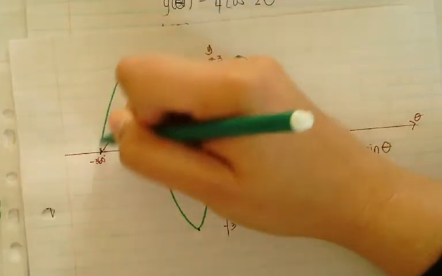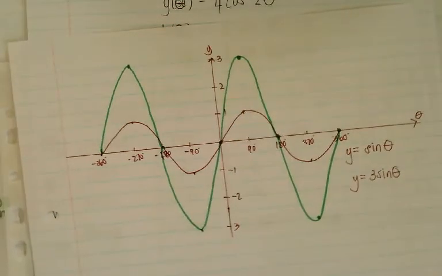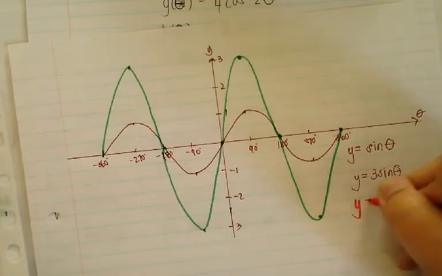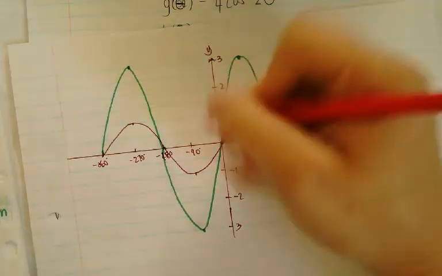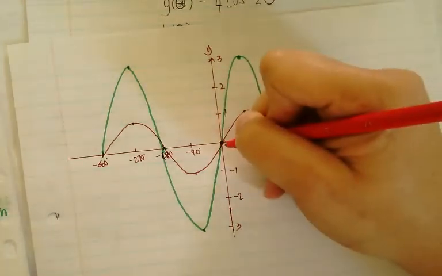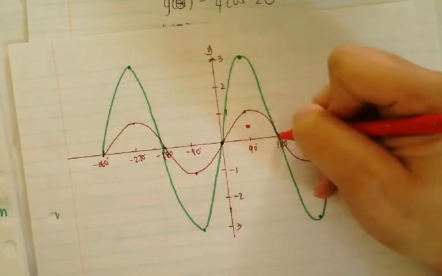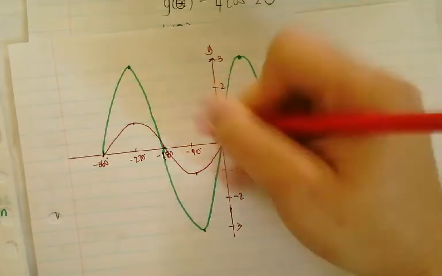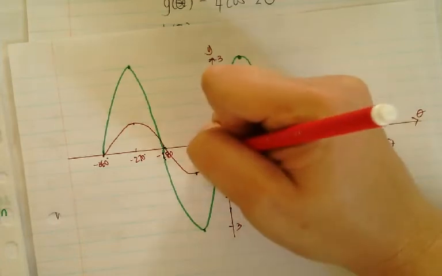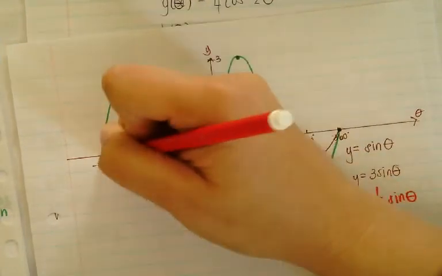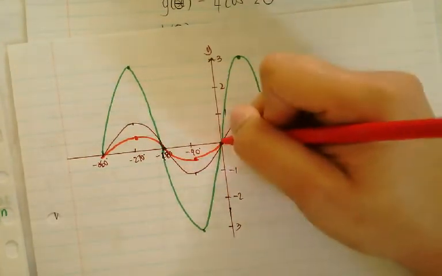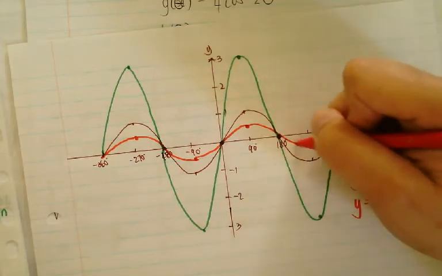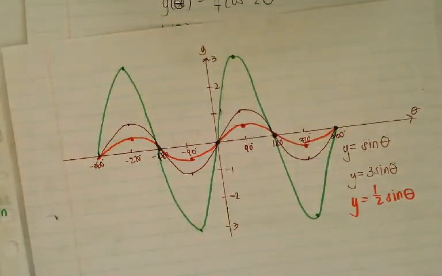I can also squash it. So in red, I will do a half amplitude, so y equals a half sine theta. That means from the center, because there are no q values, so my center value here, to the maximum would now be there. So I have squashed it, still at 0. In a normal year, we would investigate all these things and make our own conclusions. So a big amplitude will stretch it, a small amplitude will squash it.